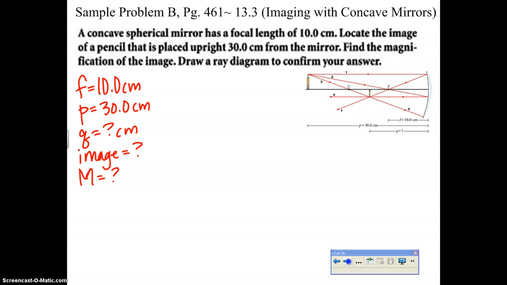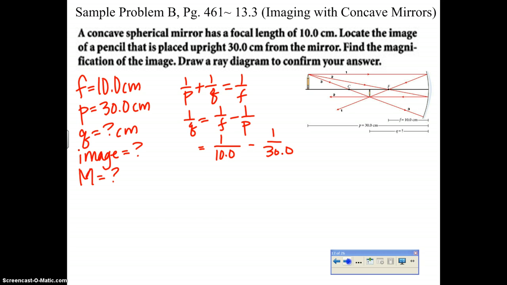So your mirror equation is 1 over p plus 1 over q equals 1 over F. Do you want to rearrange that? Well, not really, because you have F, and when we get the answer, you just want to take the inverse of it. We're trying to solve for q. So that would be 1 over q equals 1 over F minus 1 over p. So that would be 1 over 10.0 minus 1 over 30.0.